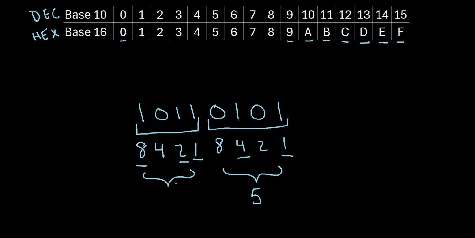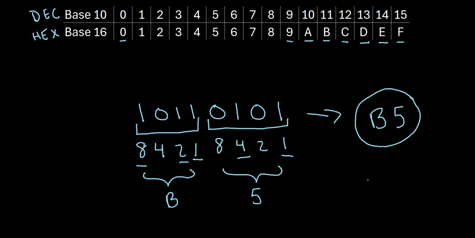But remember, in a hexadecimal system, 11 is actually represented by B. So we'll write a B right here. So our final answer is just going to be these two values put together. So B, 5. So the binary number 10110101 corresponds to B5 in the hexadecimal system.